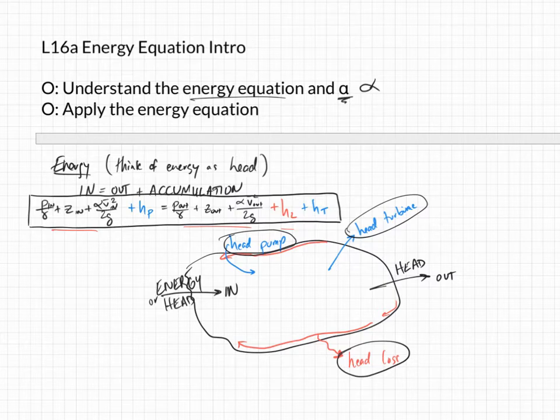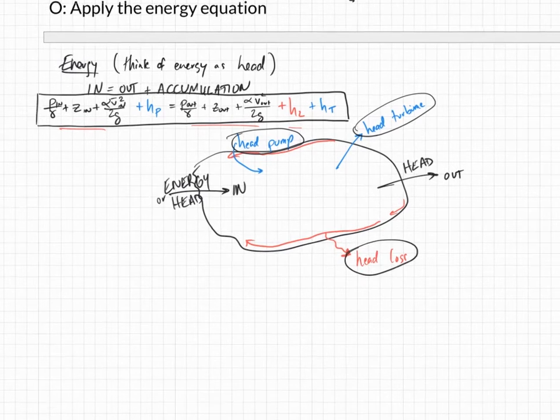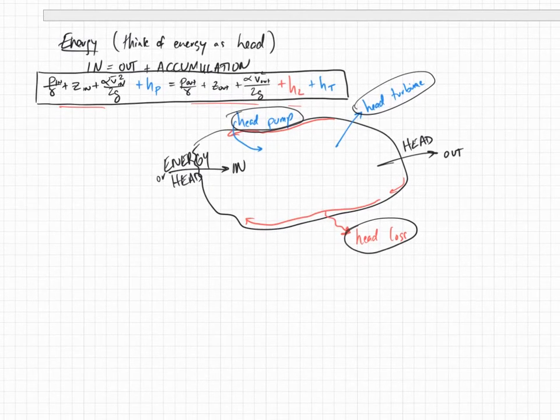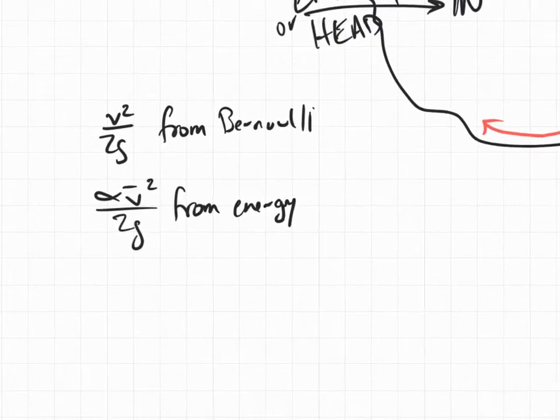However, there's something interesting here, and I want to look at the velocity head. So the velocity head looks like this. Now what we're used to is v squared over 2g from Bernoulli. But here, this is from energy. And now the question is, why the difference?